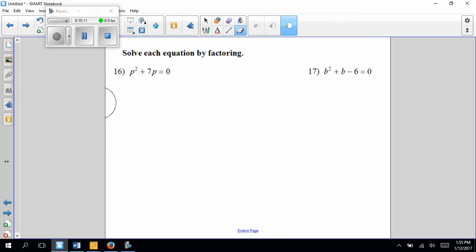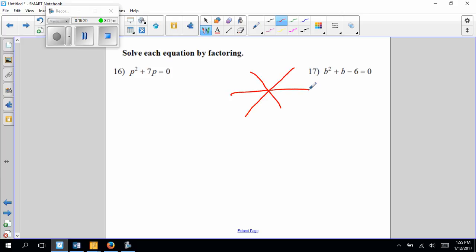Question number 17. We're looking at 17. It says factor. I look at it right away. There's 3 terms. They're in order. There's nothing I can pull out. So I know if it's a trinomial, I have to do my x. A times c. So 1 times -6 is -6. My b term is 1b. Multiplies to get -6, adds to get 1. So it's got to be a 3 and a -2.